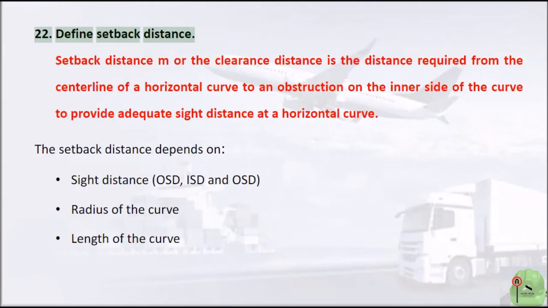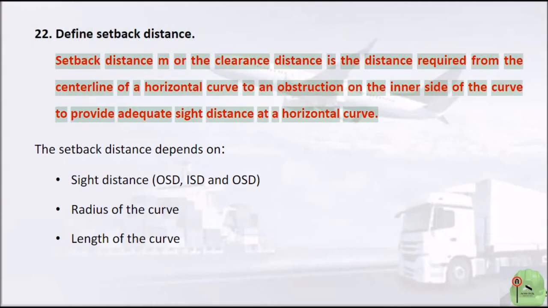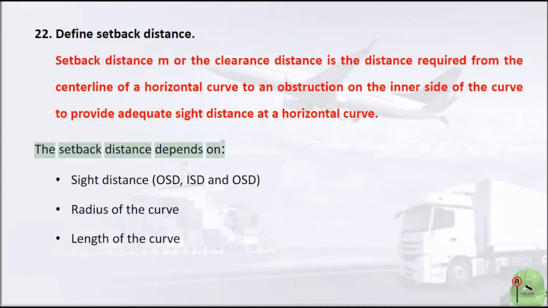Define setback distance. Setback distance M, or the clearance distance, is the distance required from the center line of a horizontal curve to an obstruction on the inner side of the curve to provide adequate sight distance at a horizontal curve. The setback distance depends on sight distance, OSD, ISD, radius of the curve, and length of the curve.